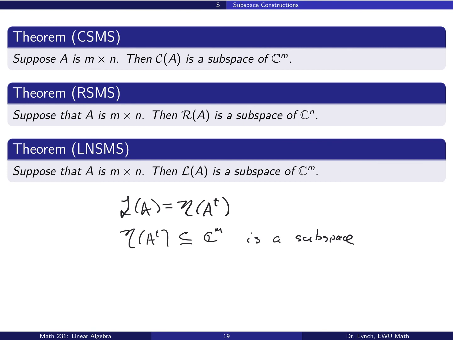So spans of sets of vectors are always subspaces, as are null spaces.